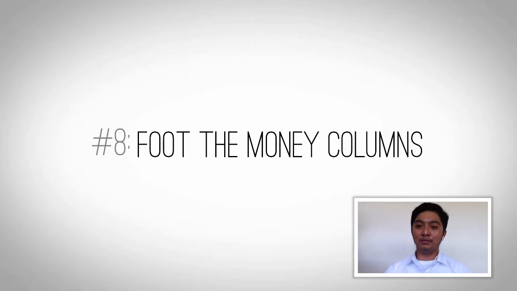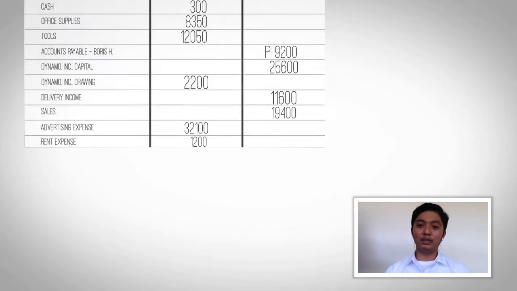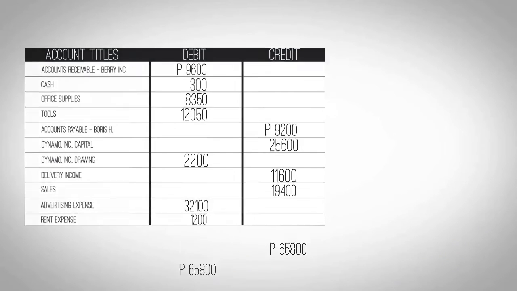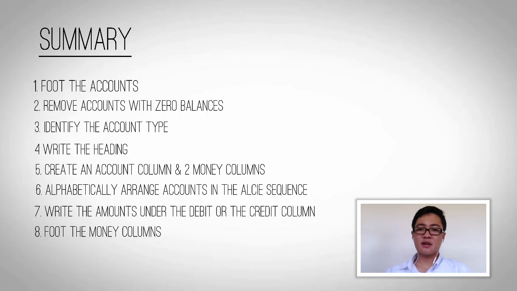The eighth and last step is to foot the money columns. You must find the total sum of each column. If the totals are equal, then you have successfully balanced everything. If it is not equal, then you have made an error in 1 or 2 of these steps. And here's a summary of the procedures for trial balances of balances.